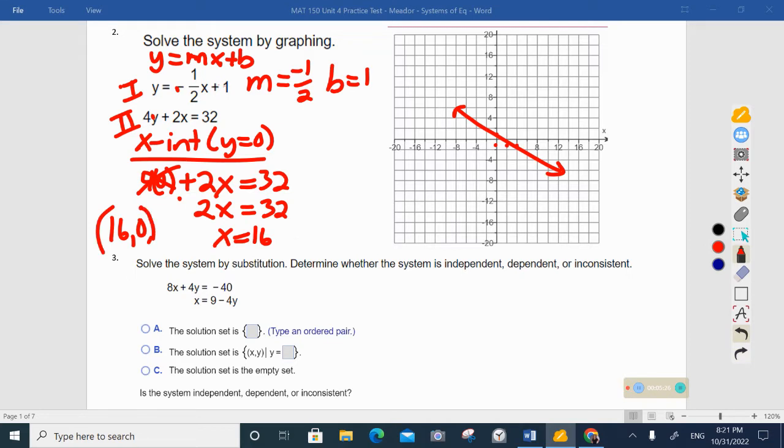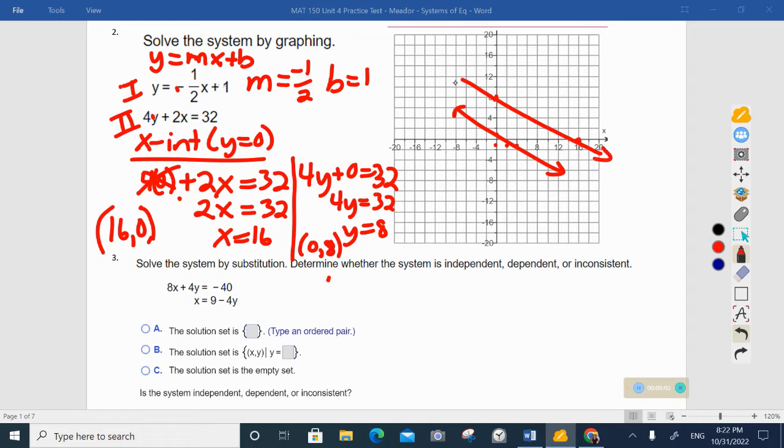16, 0. All right. So if I want the y-intercept, I let x be 0. So I got 4 times y plus 2 times 0 is 0 equals 32. So really you just have 4y equals 32. And when you divide by 4, you get y equals 8. Now that's the y-intercept, so that's the value of y when x was 0, so the ordered pair would be 0, 8. So 16, 0 is here, 0, 8 is here.